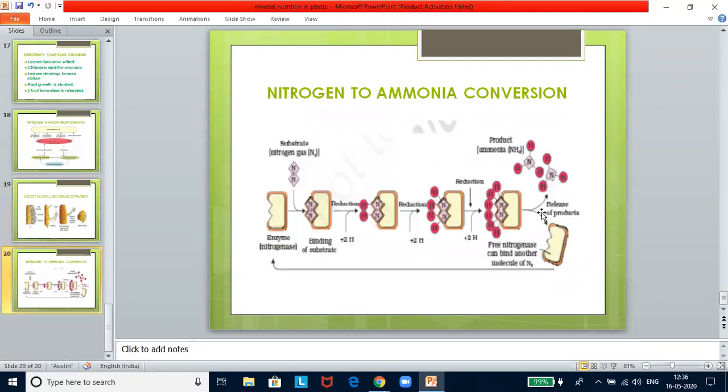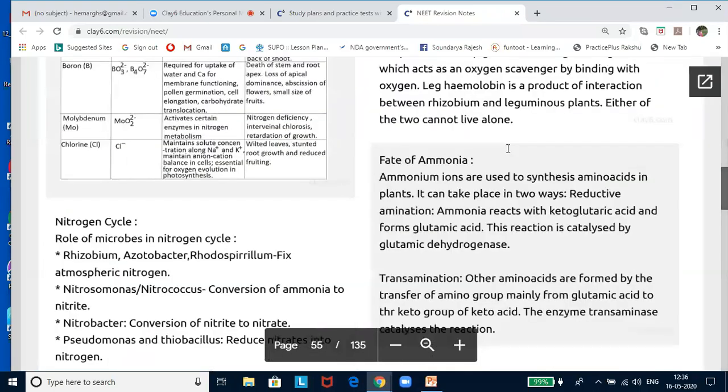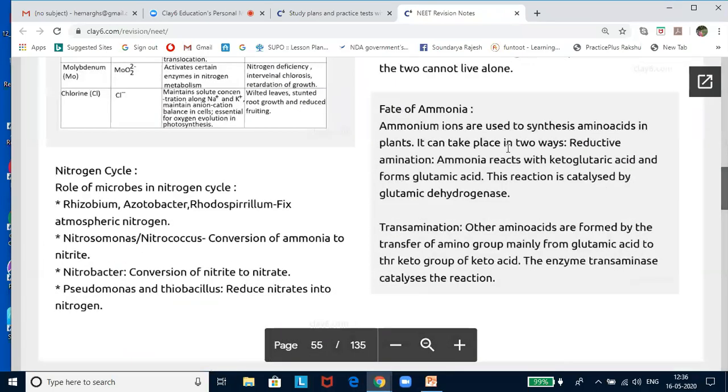Now what will happen to ammonia? Let us look into it. At physiological pH, the ammonia is protonated to form the ammonium ion. This ammonium ion is used to synthesize amino acids in plants by two main ways. One is reductive amination, the second one is transamination.